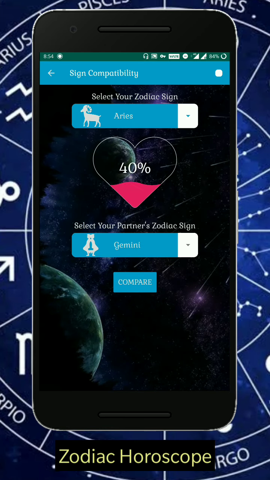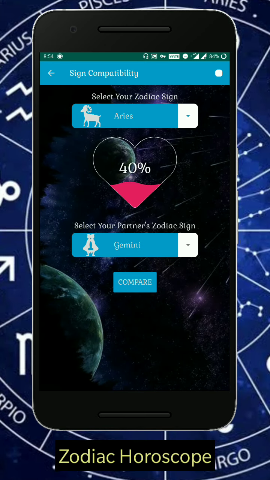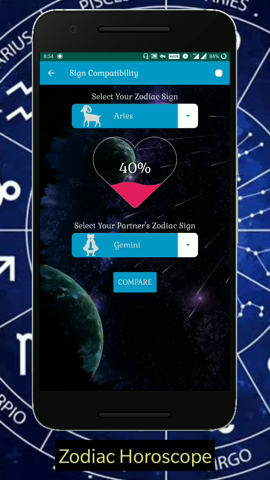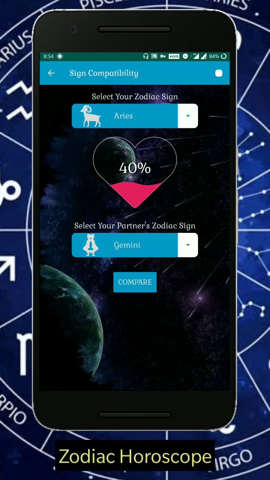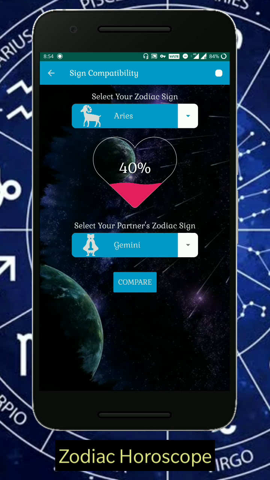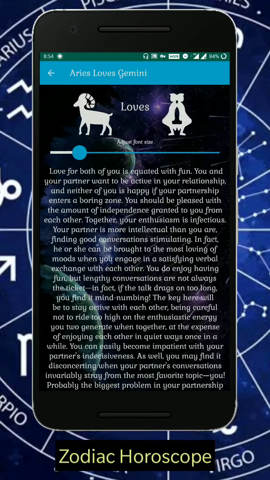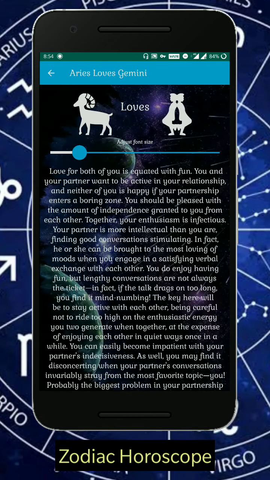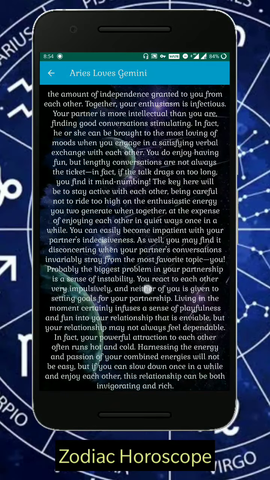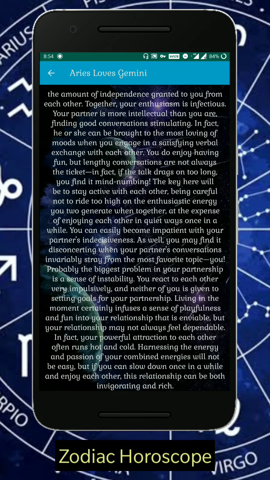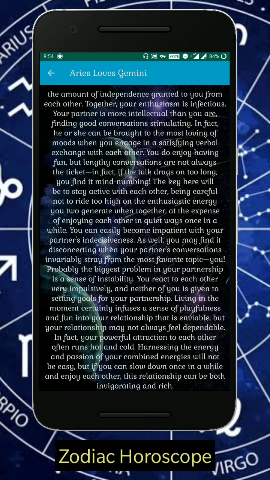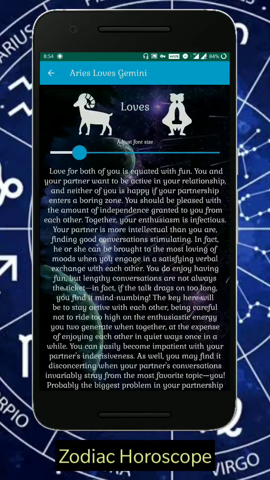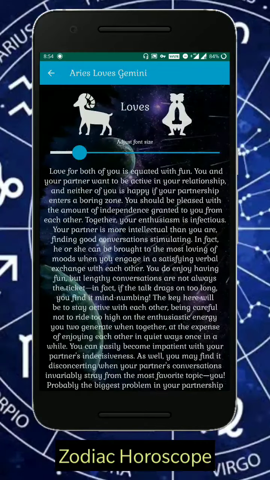It is showing 40% is the compatibility for you and your partner. If you want to read more of the report, just click compare. It will give you a detailed comparison report. Just go through it. It will help you a lot. It will tell you what is going wrong, or what you or your partner should improve to improve the relationship. Go back.